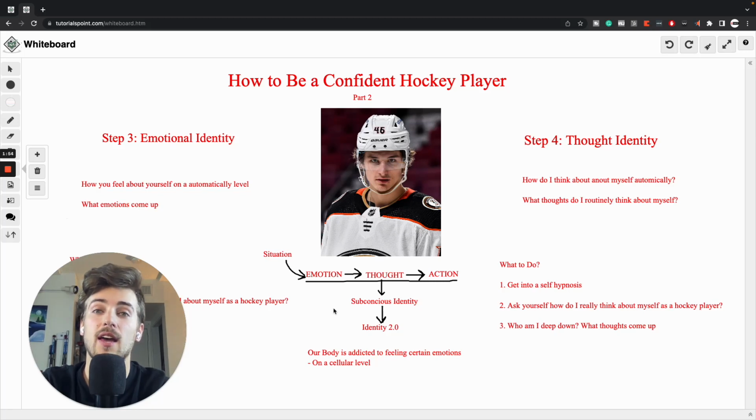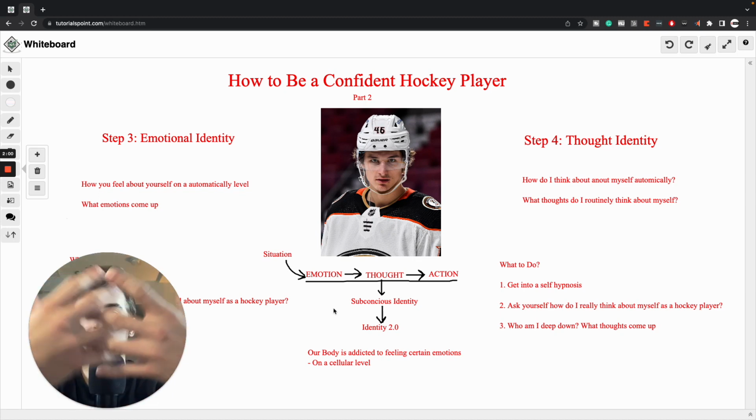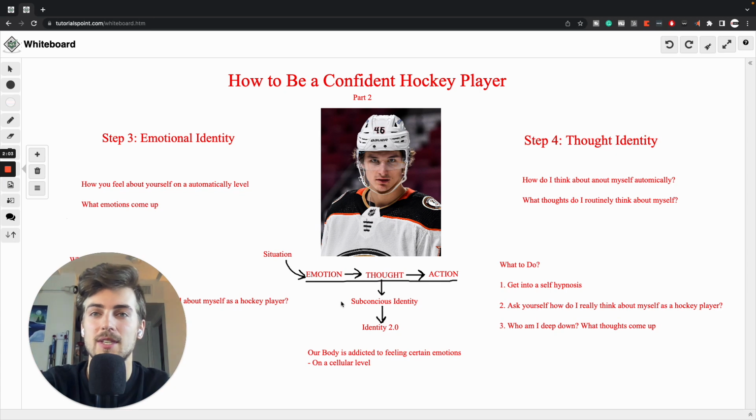And they all come together to make up a whole bunch of different neural links, is what I call them. Your brain is just a mesh of all these different things coming together. And it's your subconscious identity. Your subconscious identity is who you are as a person. It's who you really, truly believe you are deep down. And that's what we're going to touch on here.